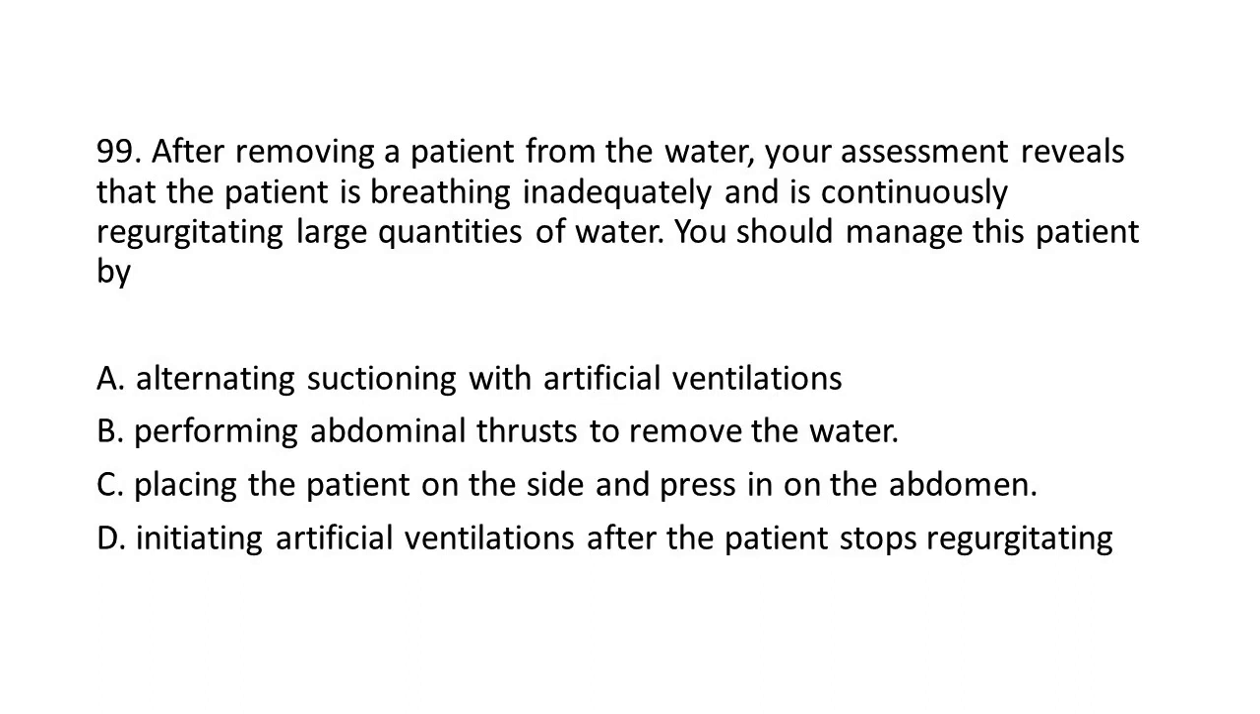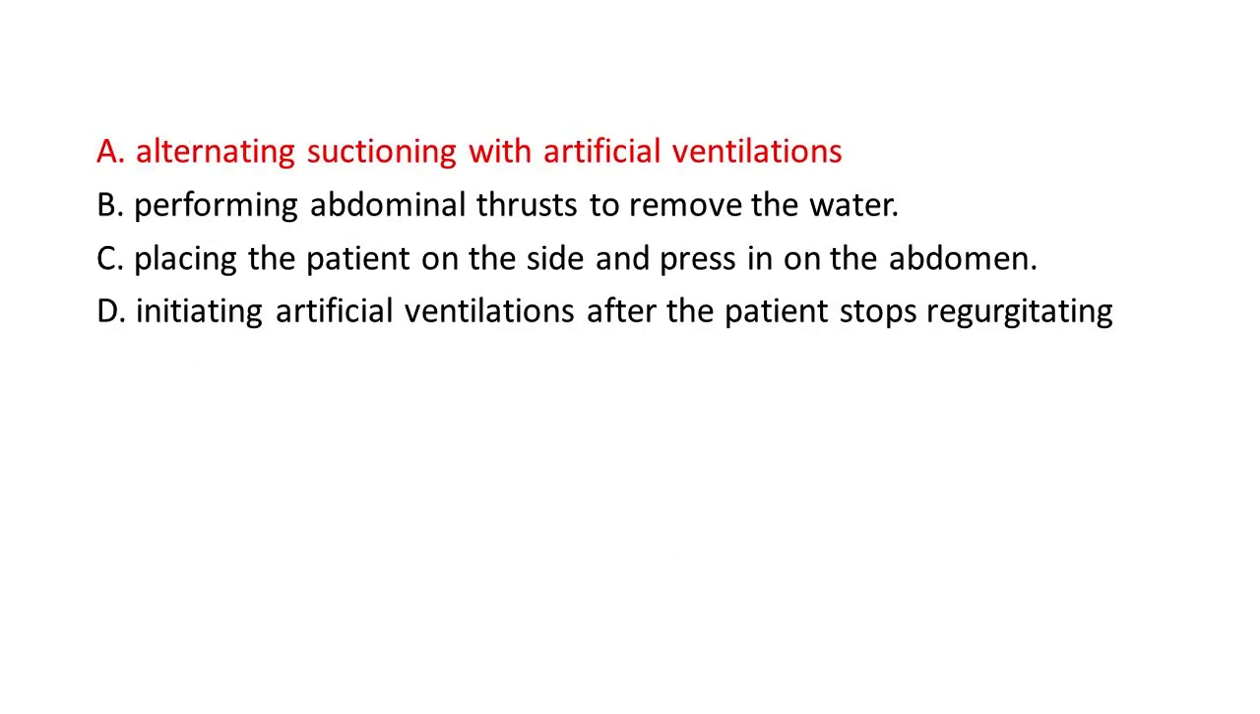99. After removing a patient from the water, your assessment reveals that the patient is breathing inadequately and is continuously regurgitating large quantities of water. You should manage this patient by: A. Alternating suctioning with artificial ventilations. B. Performing abdominal thrusts to remove the water. C. Placing the patient on the side and pressing in on the abdomen. D. Initiating artificial ventilations after the patient stops regurgitating. The answer is A. Alternating suctioning with artificial ventilations.